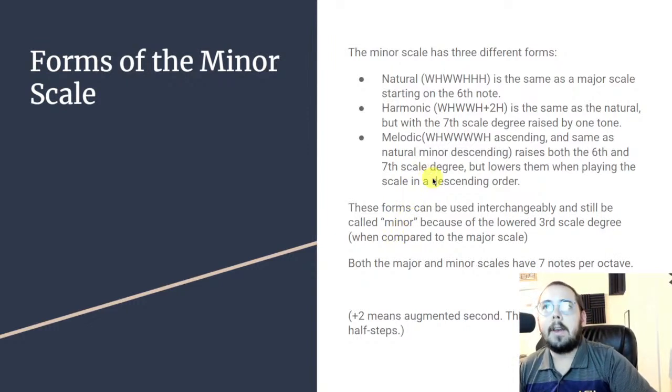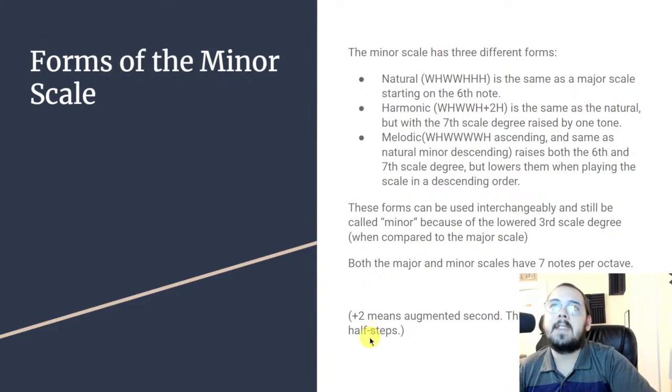The harmonic minor, I'm going to compare these all to the natural minor now, is effectively the same, except we have raised the 7th scale degree by 1 note on the keyboard. It's now the same as if it was a major scale. That's where that +2 comes from, because instead of a second, a whole step, it's 1 more than that.